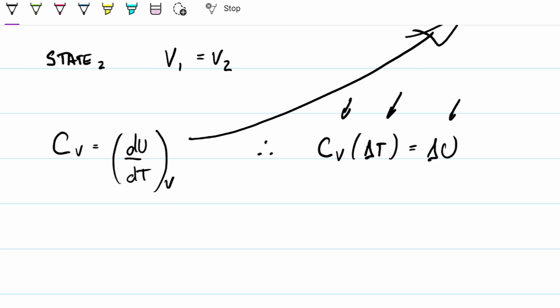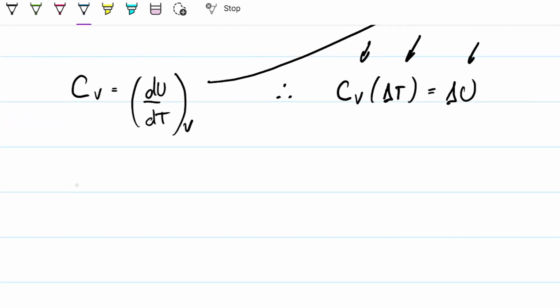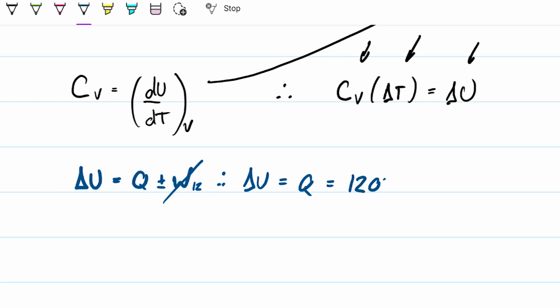Okay, note that we can do that only because delta u equals q minus work. But work is 0 because there's no change in volume as we go from 1 to 2, right? So as we go from 1 to 2, there's no change in volume. So therefore, delta u equals q. And q is 120 kilojoules from the problem statement.